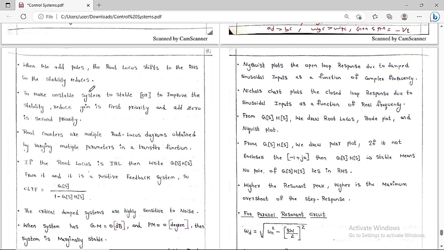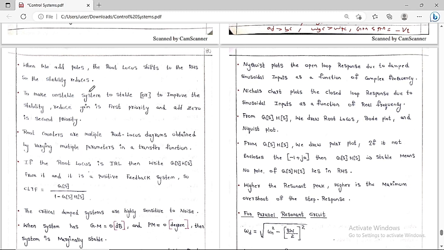So finally I can say, in order to make an unstable system stable or to improve the stability, reducing the gain is the first priority and adding the zeros is the second priority.